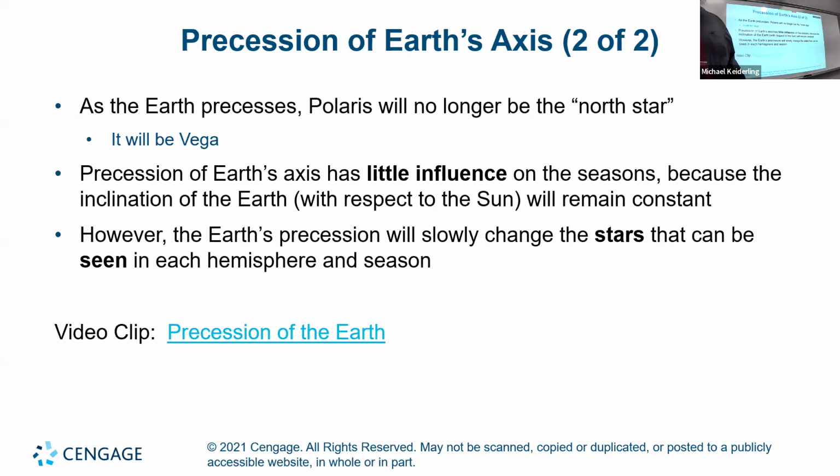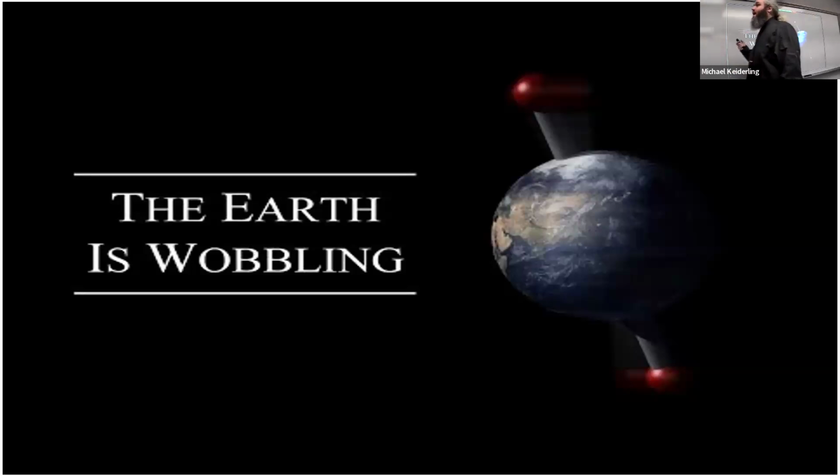Now, the precession of the Earth's axis has little influence on the seasons because the tilt of the Earth with respect to the sun remains constant. However, the Earth's precession will slowly change the stars that can be seen in each hemisphere and season. This is why the zodiac signs have actually changed over the centuries. So the Earth is wobbling.